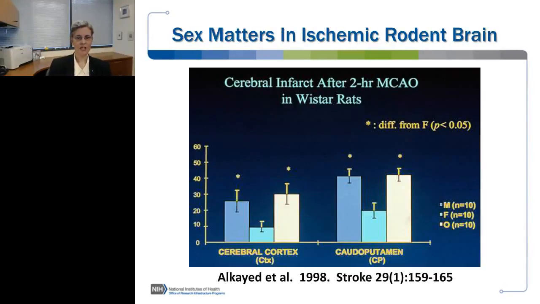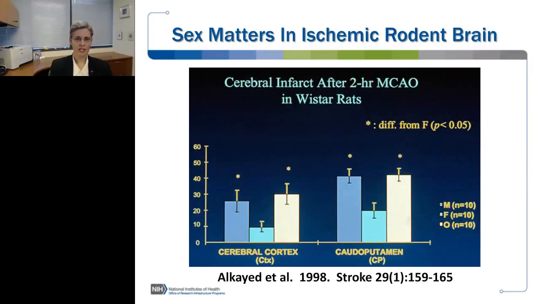Now that you have an understanding of our models and the measured outcomes, I would like to present to you some data from the stroke field looking at sex differences in experimental stroke. And the study that you see before you was done by the Al-Qayed lab. In this study, Dr. Al-Qayed subjected male, female, and ovariectomized female rats to 2 hours of middle cerebral occlusion, followed by a reperfusion period, and then measured infarct injury, the white areas that I showed you in the previous brain slices, to calculate a percent infarct volume in the two brain regions, the cerebral cortex and the caudate putamen.